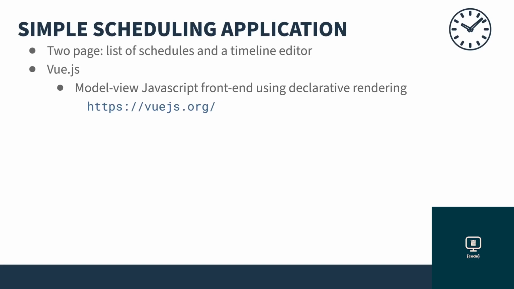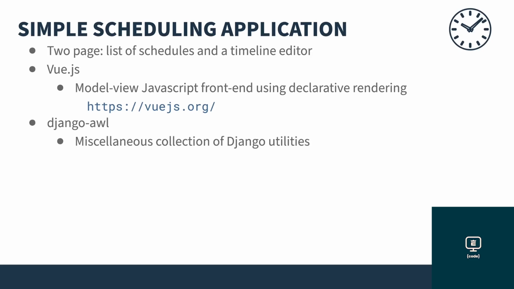In addition to Vue, I'm going to use a couple of libraries that I've written myself. They're open source and available on PyPI, so if you find them useful, go for it. The first of the two libraries is called Django All. It's kind of a catch-all library for me. It contains a bunch of tiny little pieces of code that I've used over and over again in different Django applications, but none of them were large enough to warrant their own package.